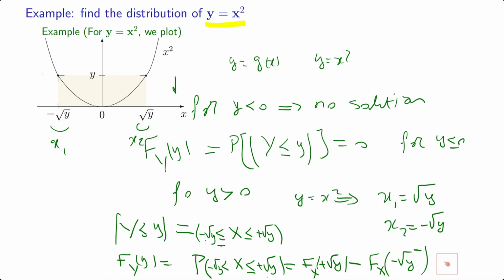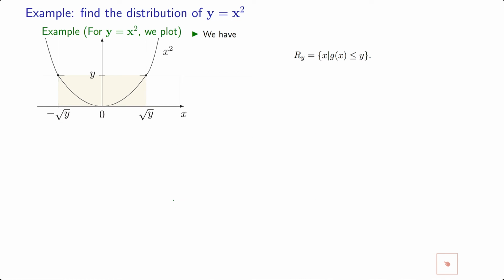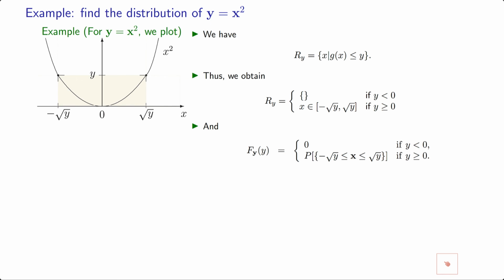So let us summarize this one. So the region of g(x) smaller than or equal to y is empty if y is negative, and the CDF is 0. For y positive, this becomes the interval. For this one, x is in this interval. And you can get this expression, and obviously you get this distribution.